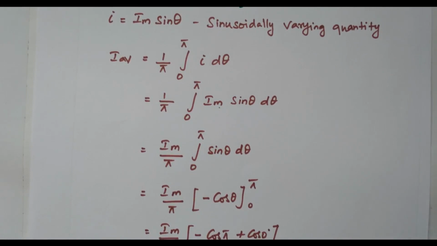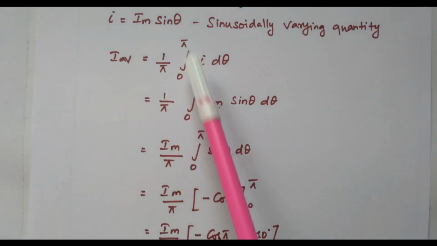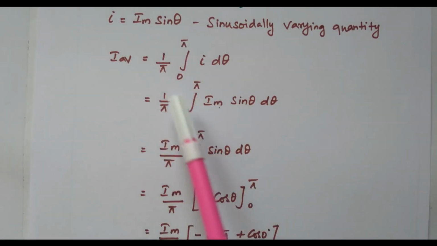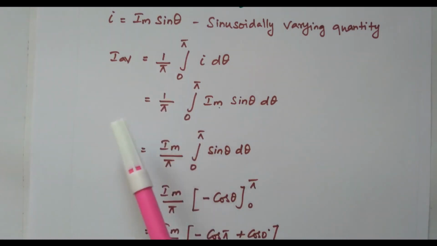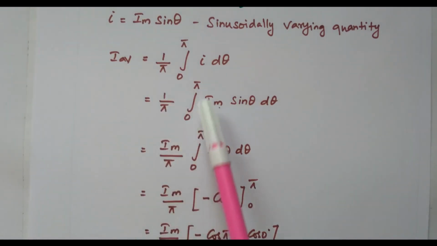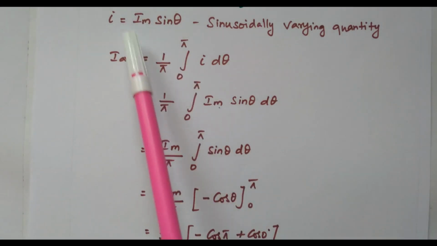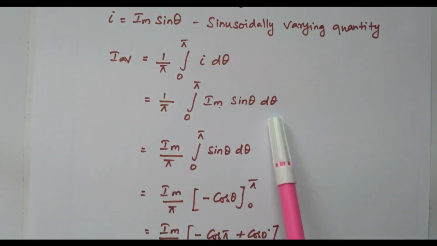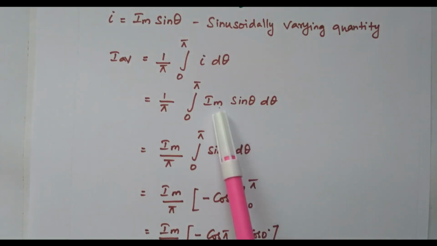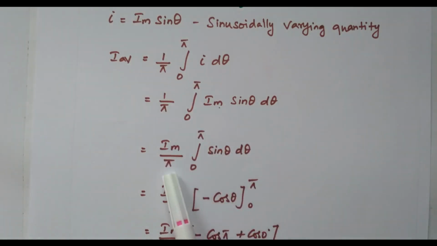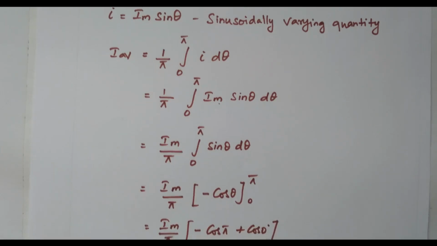So I average equal to 1 by pi, 0 to pi I d theta. Because of symmetrical, we consider only 1 by pi. So 1 by pi 0 to pi, I is nothing but Im sin theta into d theta. This Im is constant, we'll take it outside: Im by pi 0 to pi sin theta d theta. So Im by pi, the integral of sin theta is minus cos theta. Then you need to substitute the limit 0 to pi.